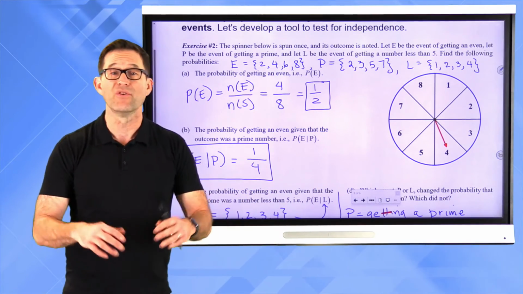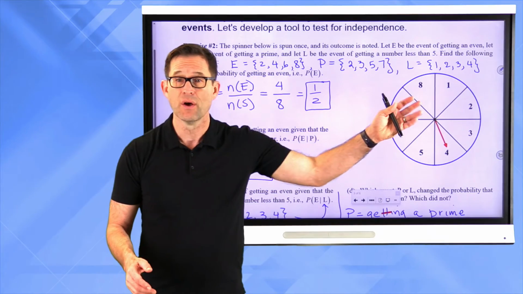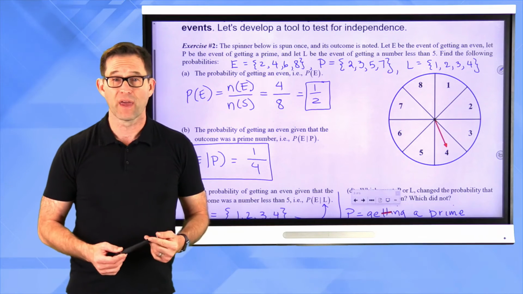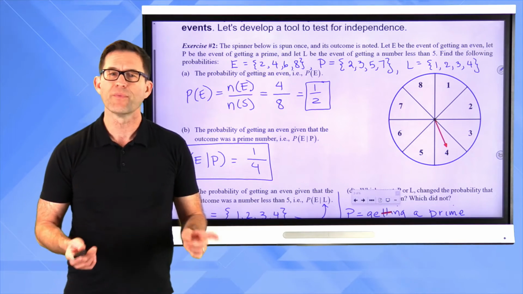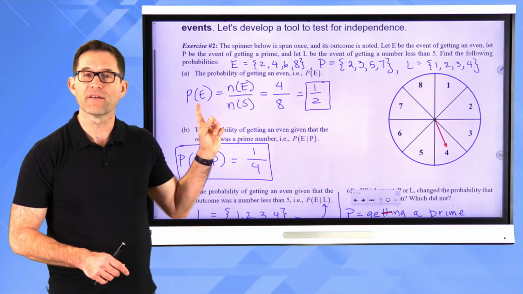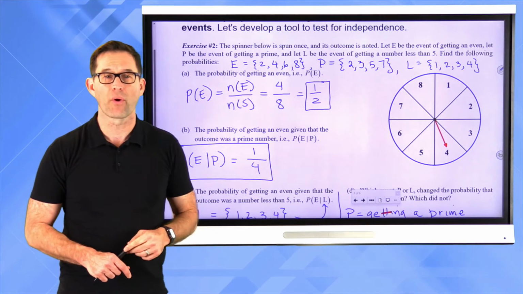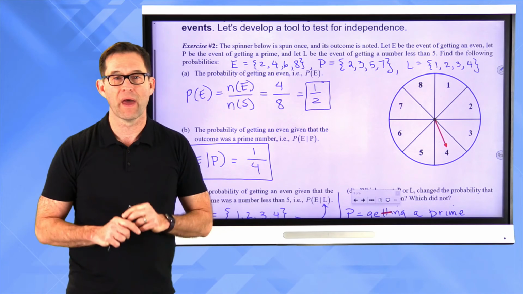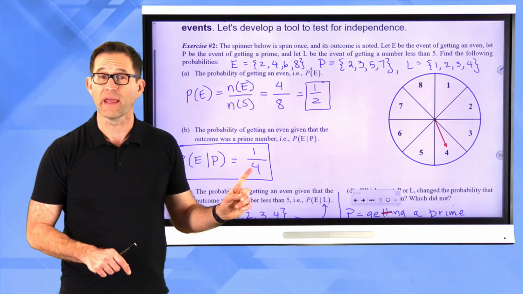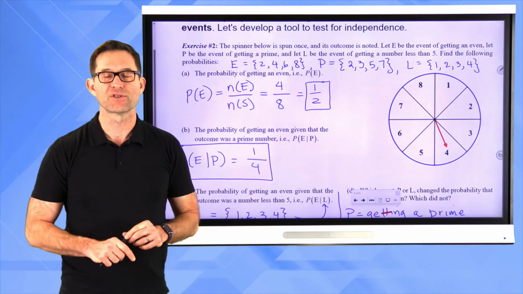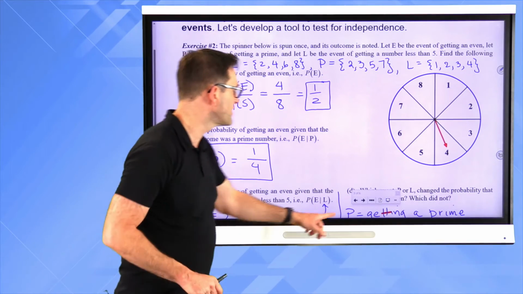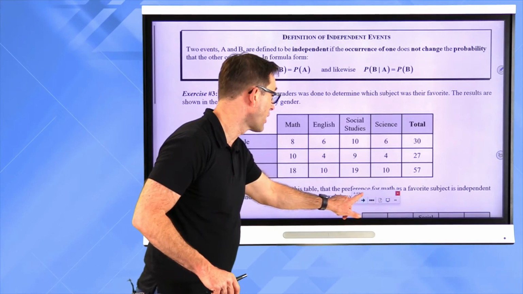Because whether I don't restrict my sample space, or whether I restrict my sample space to just being L, the probability of getting an even remains 1/2. On the other hand, the event of getting an even and the event of getting a prime are not independent of each other, because getting a prime changed the probability that I got an even. Okay? And that really gets to the heart of independence. So let's now talk about that.